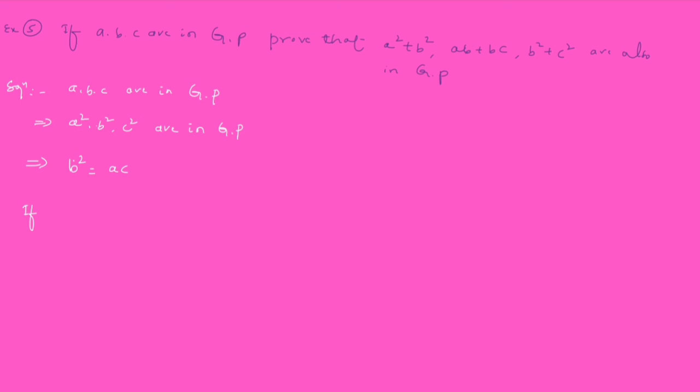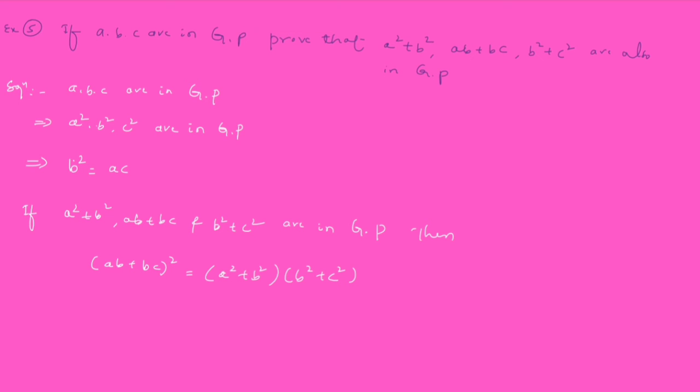So now, if a square plus b square, ab plus bc, and b square plus c square are in GP, then (ab plus bc) whole square equals (a square plus b square) into (b square plus c square), right?